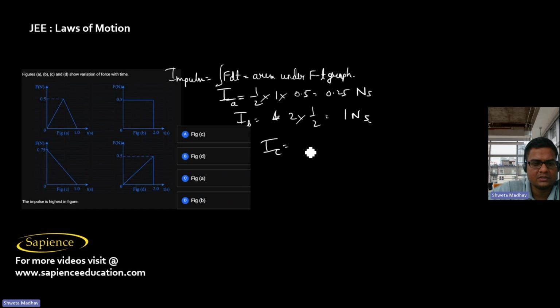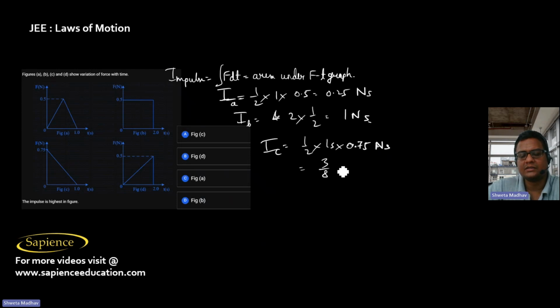Then impulse in part C is half into base. Base length is 1 second and height is 0.75 Newton. 0.75 means 3 by 4. So this is 3 by 8 Newton second. 3 8s are 24, then 60, 7 8s are 56, 5 8s are 40. Okay, so 0.375 Newton second.